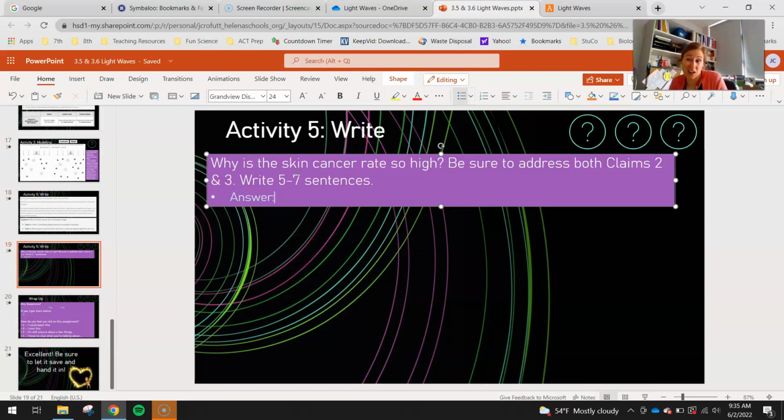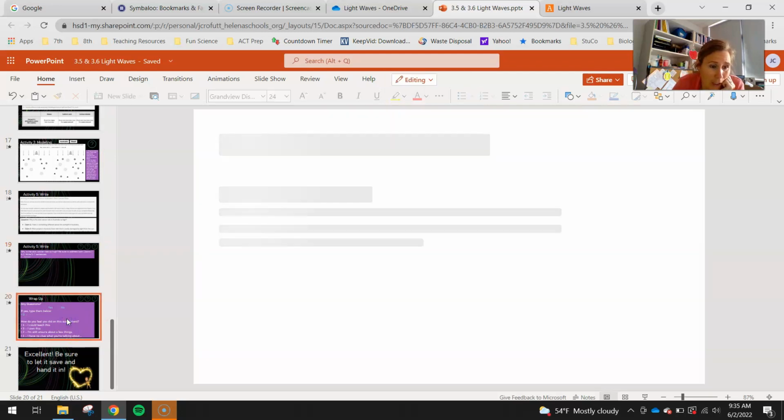I'm going to be grading this kind of harshly, so make sure that you guys do a good job and put some effort in because your grade for this assignment will rely in good portion on what you guys write in this last paragraph. Okay, finally, finish your wrap up.